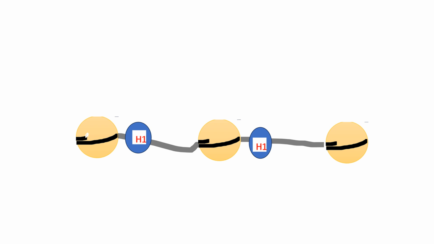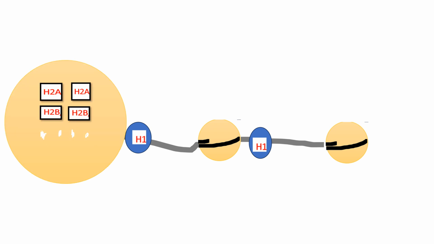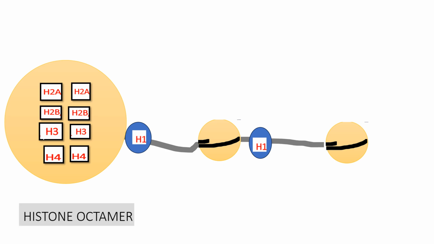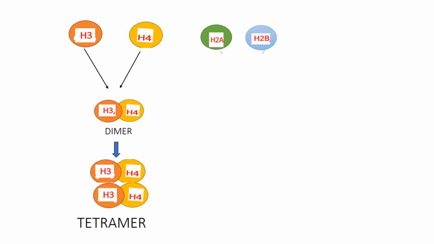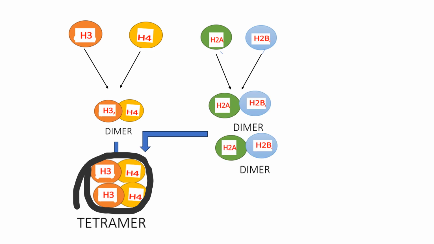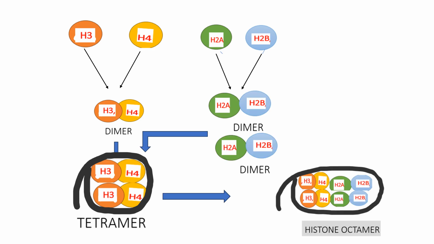The histone core consists of two copies each of histones H2A, H2B, H3 and H4 assembled into an octamer. Let's see the assembly of histones in a nucleosome core. The assembly of nucleosome is initiated by the formation of H3H4 tetramer. The tetramer then binds to double-stranded DNA. The H3H4 tetramer bound to DNA recruits two copies of H2A, H2B dimer to form histone octamer.